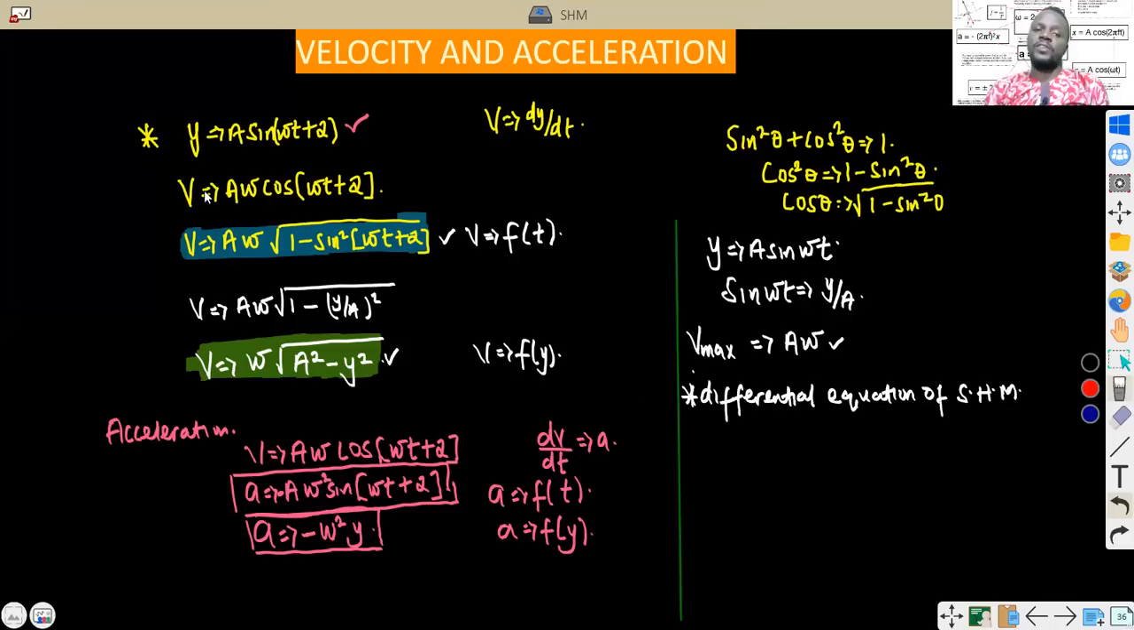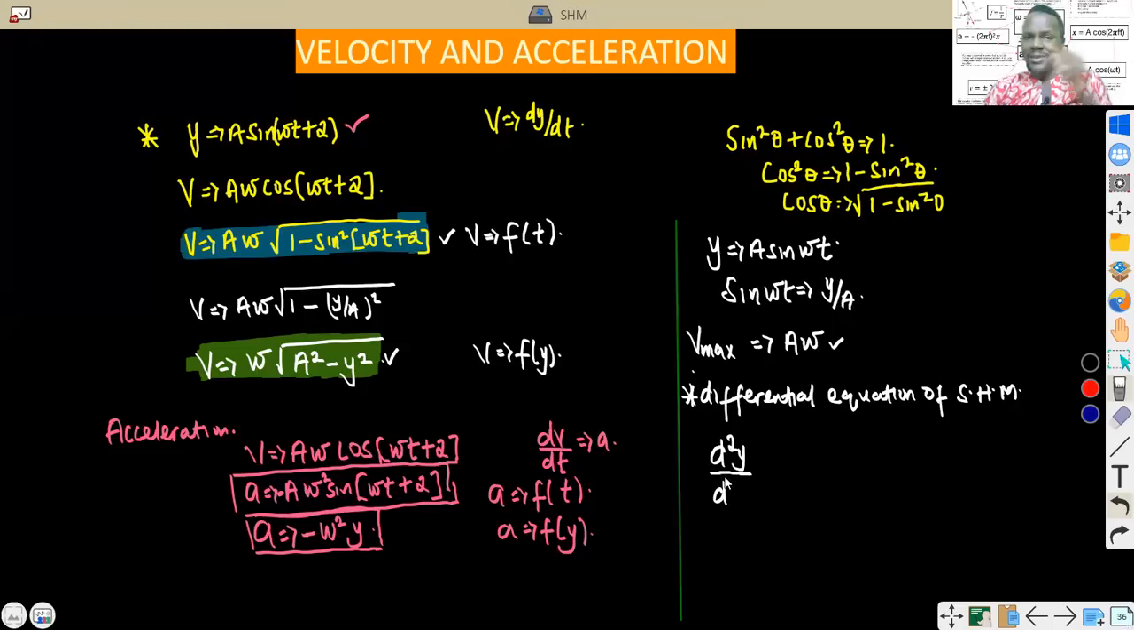When we differentiate this thing twice, we are going to have the what? Acceleration. So now look at this. You can say, if I differentiate y with respect to time, I'm going to have velocity. If I differentiate velocity with respect to time again, I'm going to have what? Acceleration.